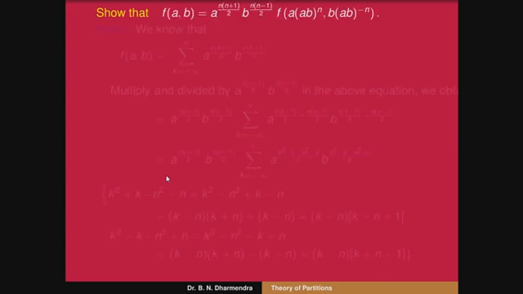Lastly, we discuss f(a, b) is equal to a^(n(n+1)/2) b^(n(n-1)/2) f(a(ab)^n, b(ab)^(-n)), that is also in terms of the theta function, where n is an integer. So this is proved in terms of the Ramanujan infinite series.